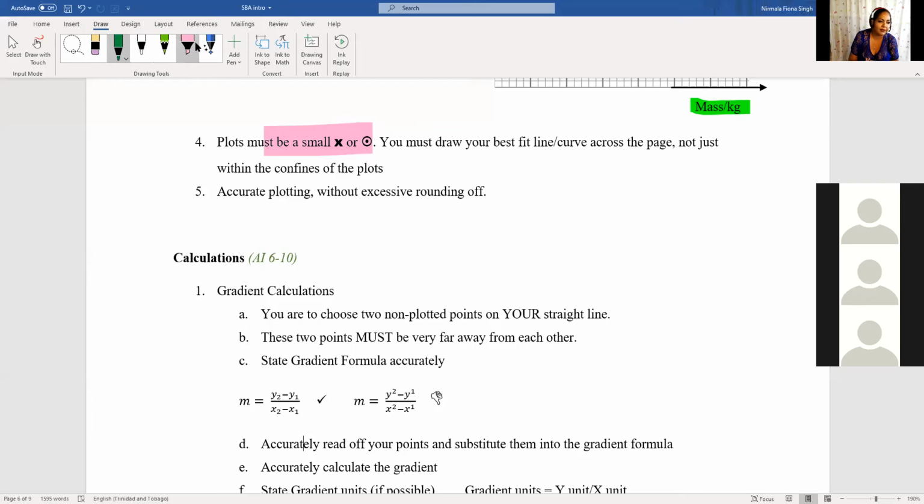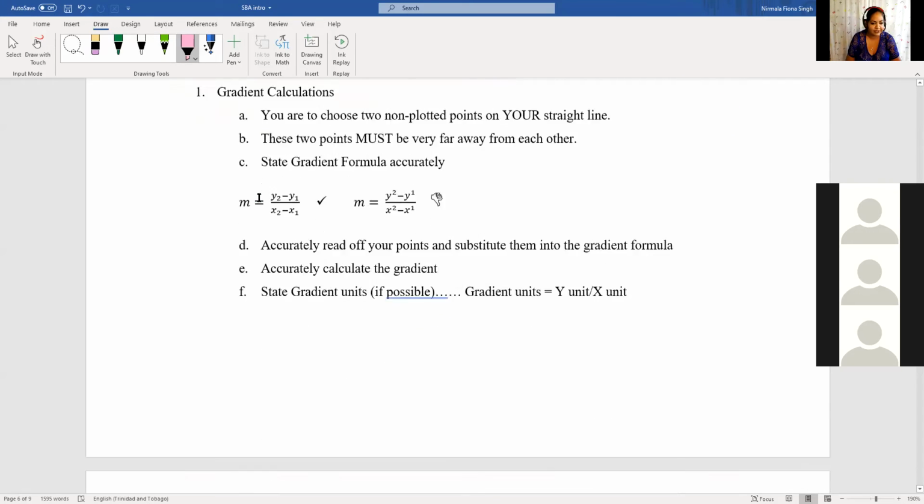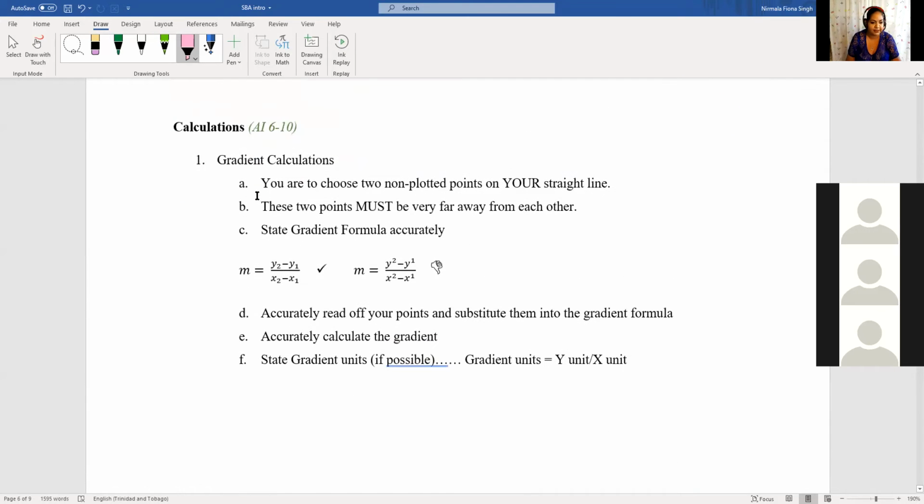You must draw your best fit line or curve across the page, not within the confines of the plot. We'll go through this in school. Accurate plotting with no excessive rounding off. Calculations, I'll just go through the calculations part quickly, and then we'll wrap up this part. The rest you can read on your own, and we will discuss it in class.